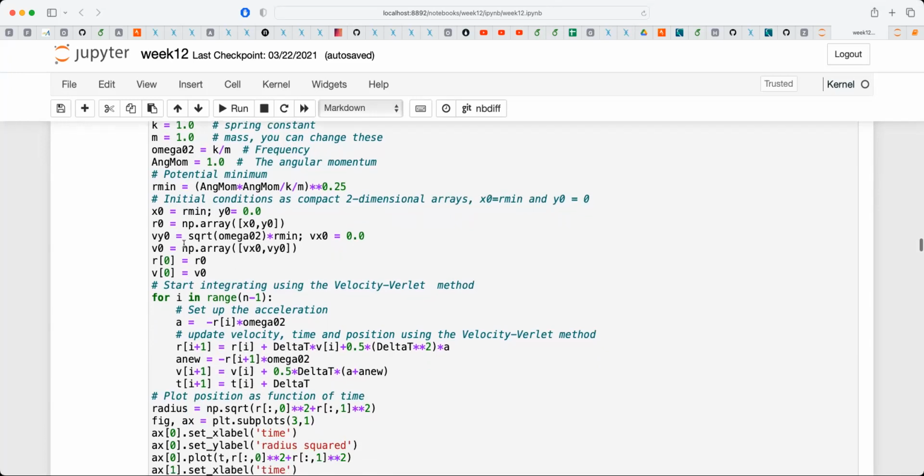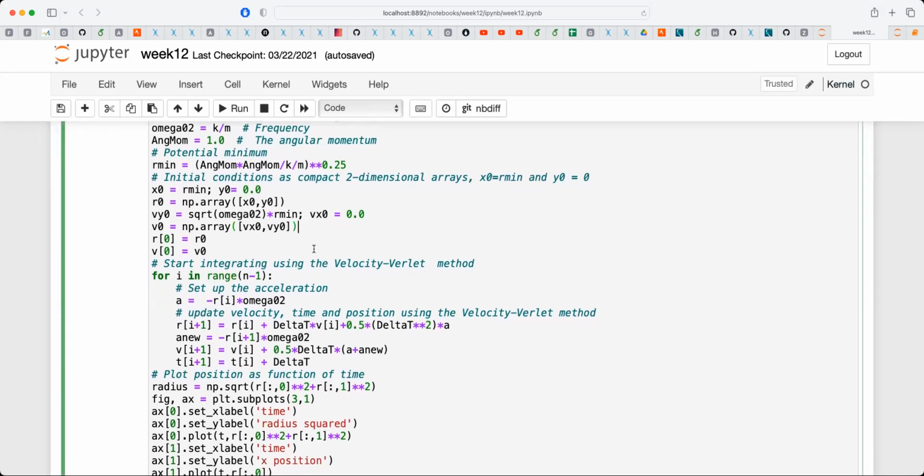And you have a y0, which you also can calculate in terms of the square root of omega times r min. So these are the initial values. But now pay attention to one thing. In this particular case, your acceleration is just the negative position in x and y multiplied by the frequency squared, the natural frequency. So that's your acceleration.